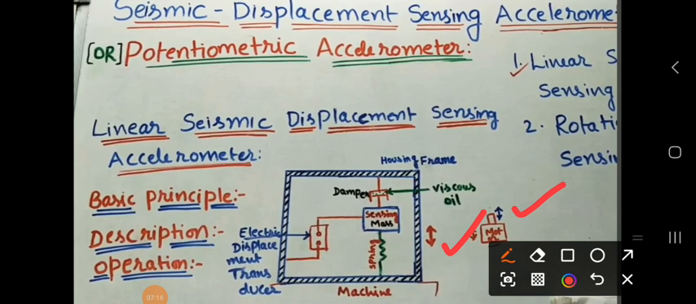The displacement will be measured by using an electrical transducer. The displaced mass will be sensed by the electrical transducer, which will give the vibrations of the particular machine or the acceleration of the given vehicle. In this way we find the acceleration or vibrations of the machine.